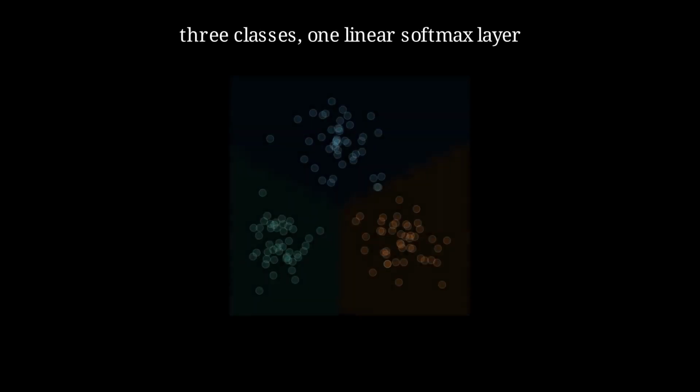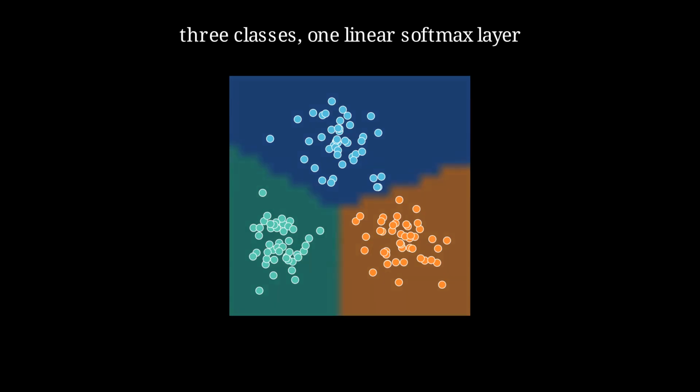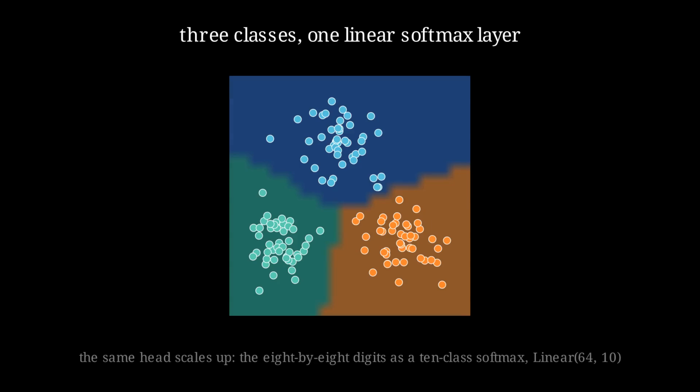So let us actually run it. 3 Gaussian blobs, 3 classes, and a single linear softmax layer trained on them. The network carves the plane into 3 regions that meet at a seam, 1 region per class. And this is not a toy ceiling. The very same head scales straight up to real data. The 8 by 8 handwritten digits, 10 classes, a linear layer from 64 inputs to 10 outputs. Same softmax, same cross-entropy, same everything.